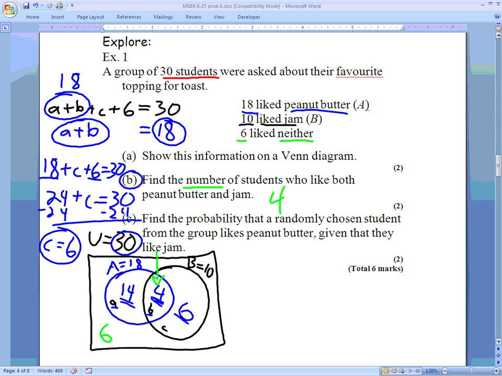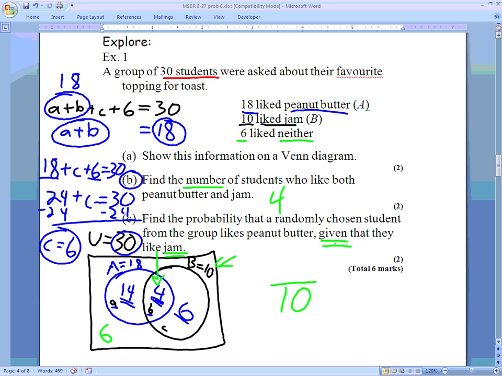And last but not least, part C, find the probability that a randomly chosen student from the group likes peanut butter given that they like jam. So we start with the word given. Whatever is given is now the whole universe that I'm looking at. I'm no longer looking at all 30 students. I'm only looking at what I was given. And I was given that they like jam. So who likes jam? Well, that's group B. And there were 10 students in group B. So right away, I can write down my universe or my total, which is going to be 10. So I'm only looking at 10 students.